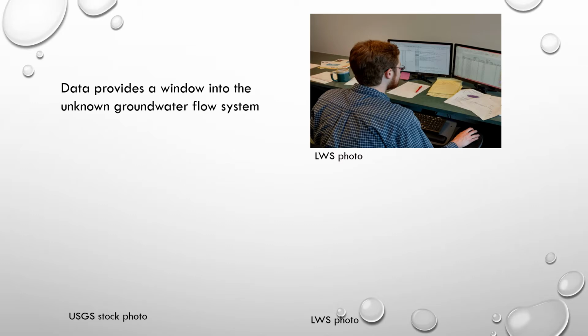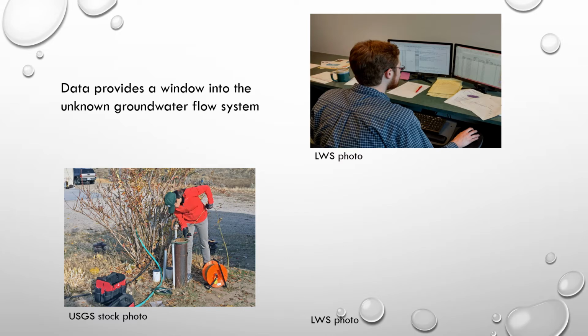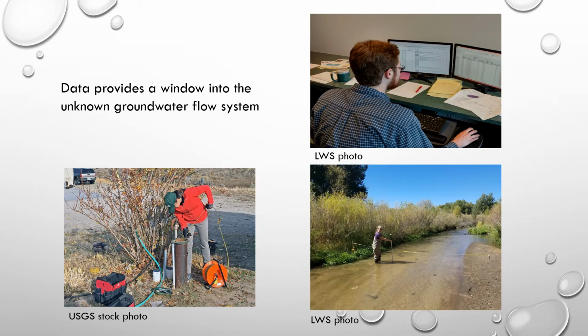The data we collect when developing groundwater models consists of geologic, geophysical, and hydrogeologic data. We read published reports, and we collect observation data by measuring groundwater levels in wells using either a measuring tape or data loggers. And we may conduct studies such as gain-loss studies along a stretch of stream to understand how much groundwater is moving into or out of a stream or of a surface water feature. Taken together, these data provide a window into the unknown groundwater flow system.